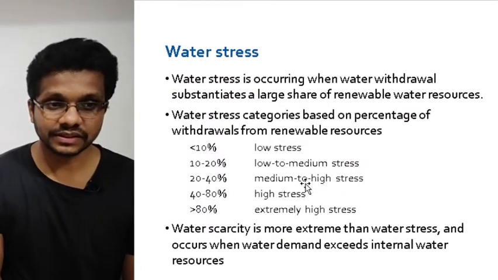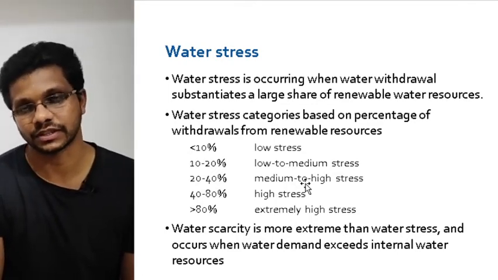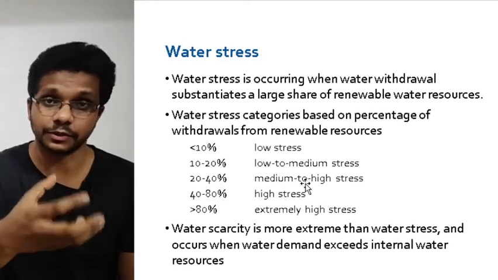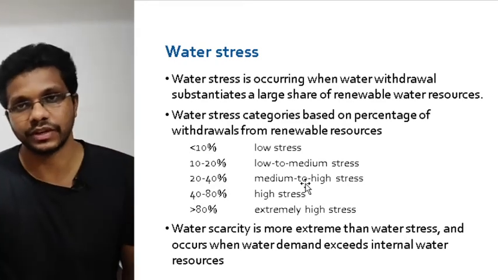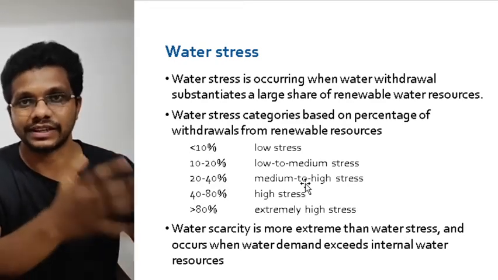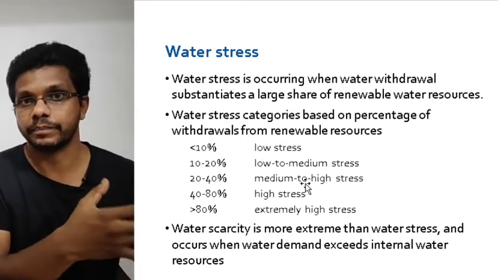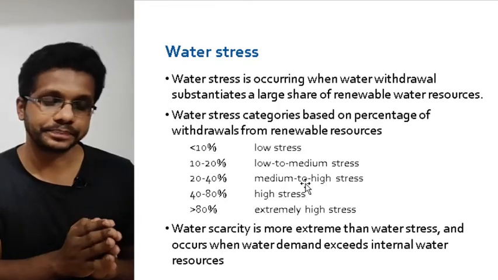Water stress occurs when water withdrawal constitutes a large share of renewable water resources. So the measure of water stress is how much water we are using and how much share of the renewable water we are using. Water itself is a renewable resource. But if you are using a huge amount of it, this renewable resource will deplete slowly.